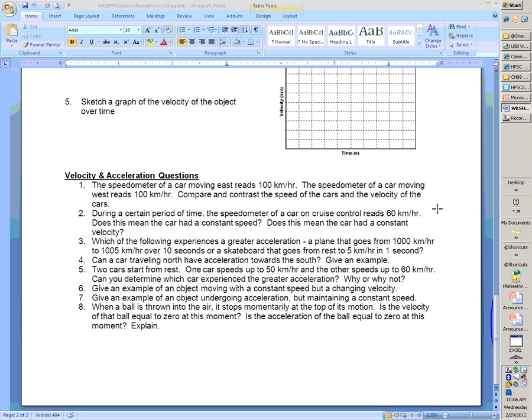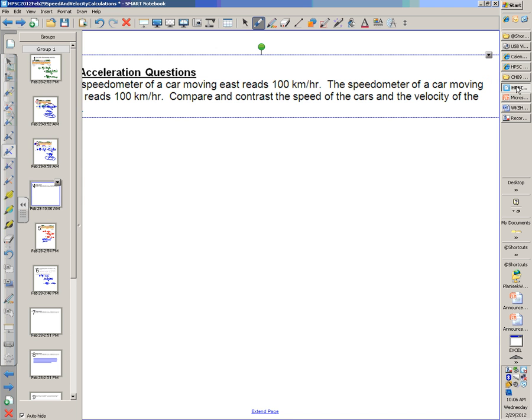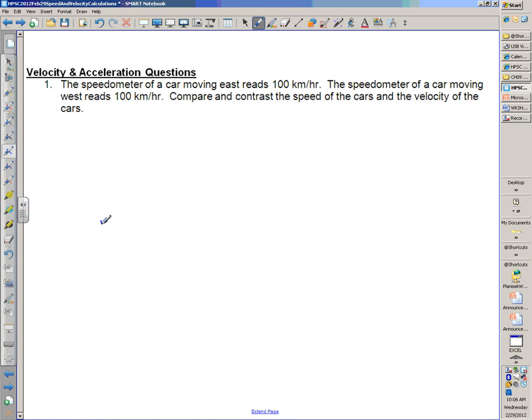So number 1, down there at the bottom, says the speedometer of a car moving east reads 100 kilometers per hour. The speedometer of a car moving west reads 100 kilometers per hour. Compare and contrast the speed of the cars and the velocity of the cars. In your little 2-3 person groups, take 30 seconds to discuss. Go.